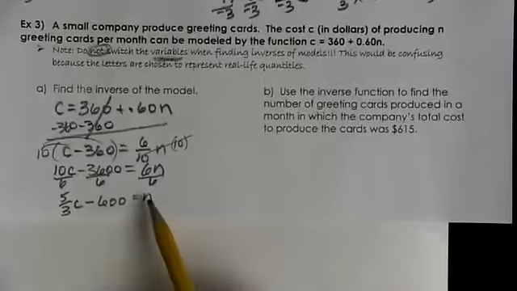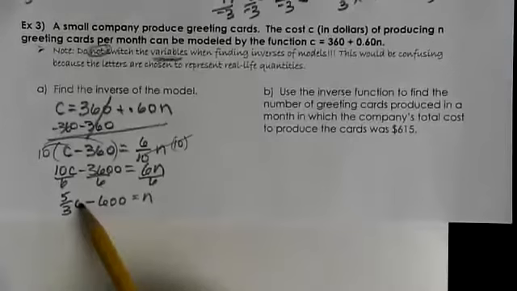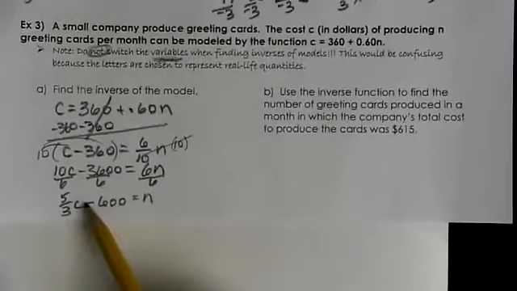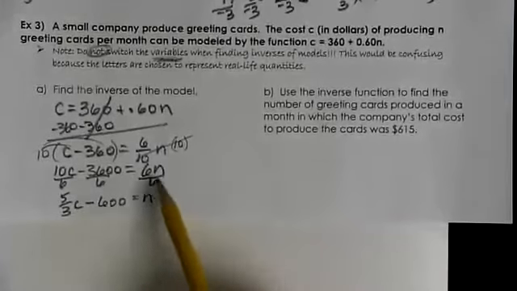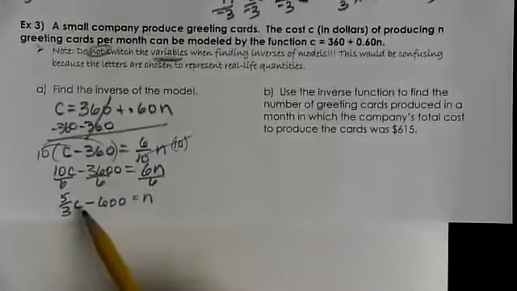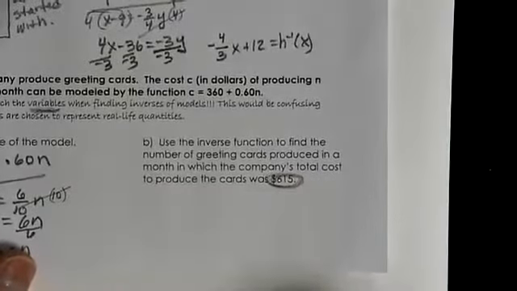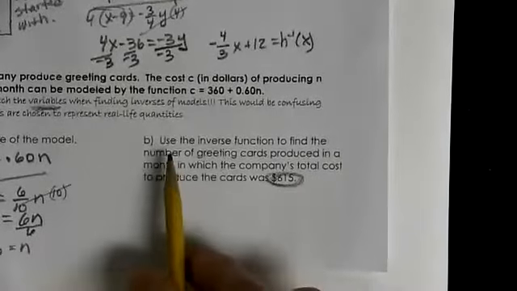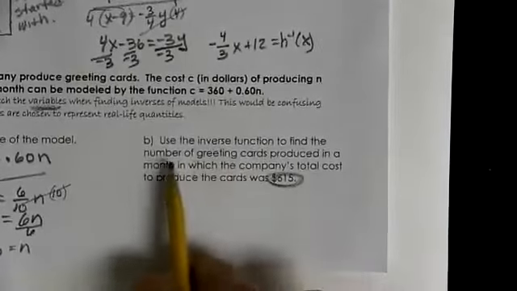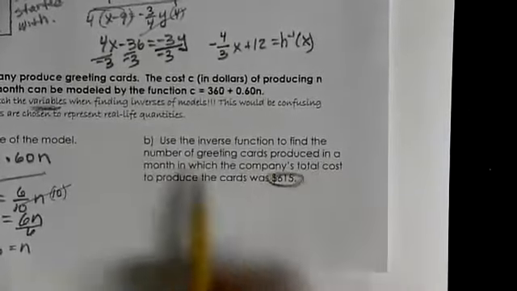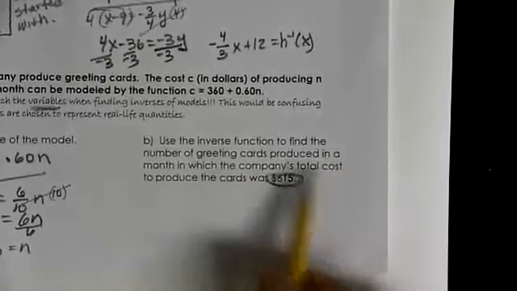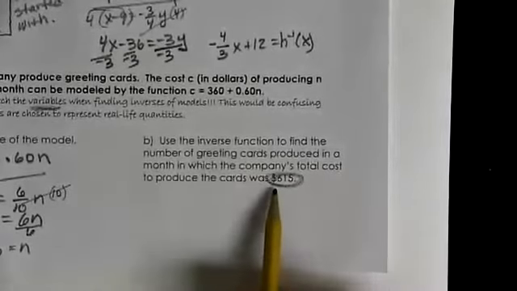So if you're trying to find the total greeting cards of a certain price of cards, how many did you make if you have $1,000? How many did you make if you have $2,000? Well, in this case, we're going to have $615. Use the inverse function to find the number of greeting cards produced in a month in which the company's total cost is $615.